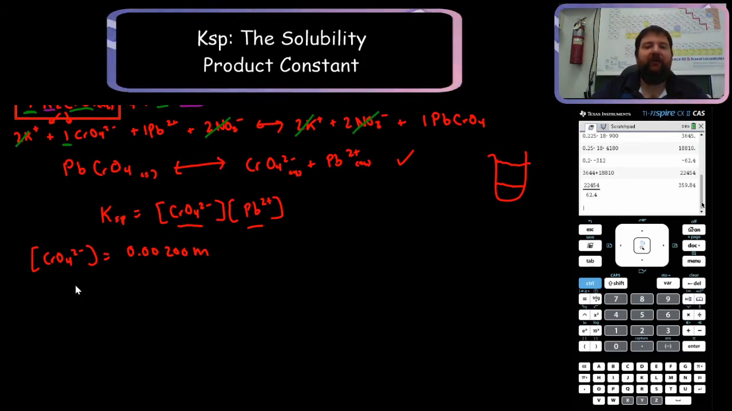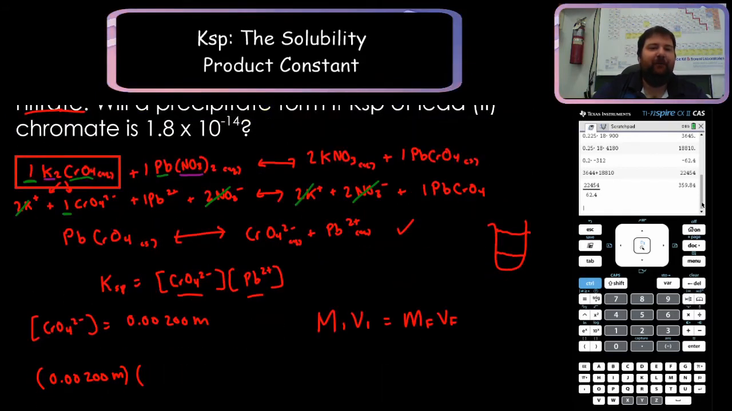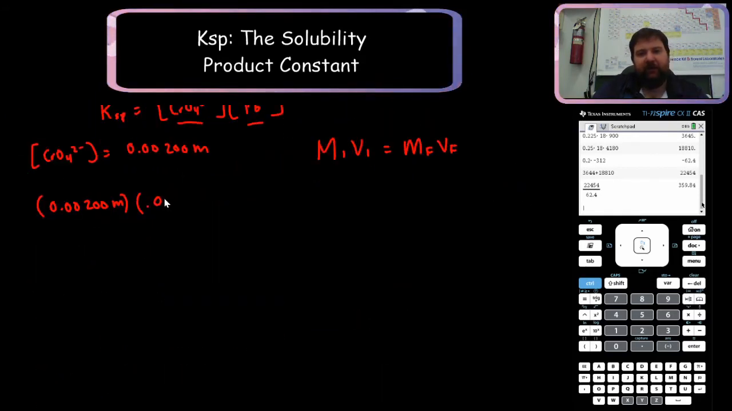To do that, we have to use our formula: the initial molarity times the initial volume is equal to the final molarity times the final volume. All right, this is my initial molarity. I know it, 0.00200. What's my initial volume? I want volume to be in liters, so it's 25 milliliters, which is 0.025 liters. Do I know my final molarity after it's been diluted? No, that's what I'm solving for.